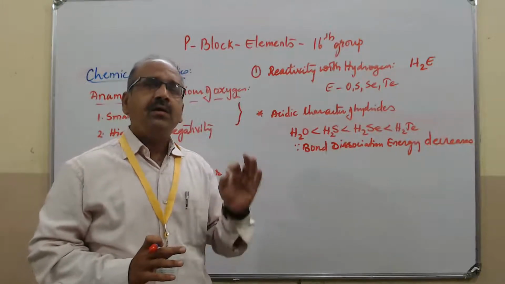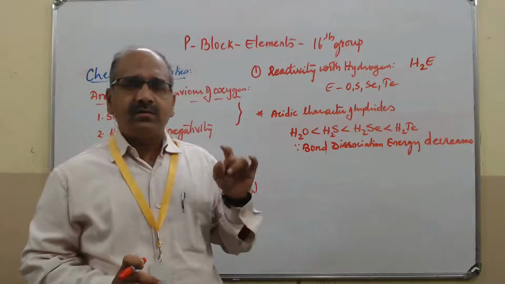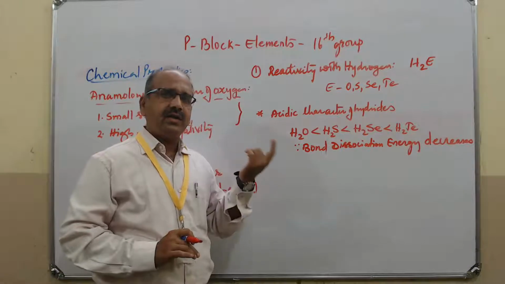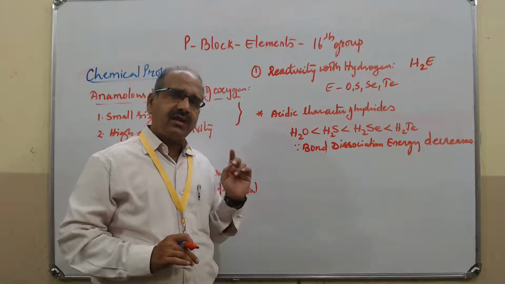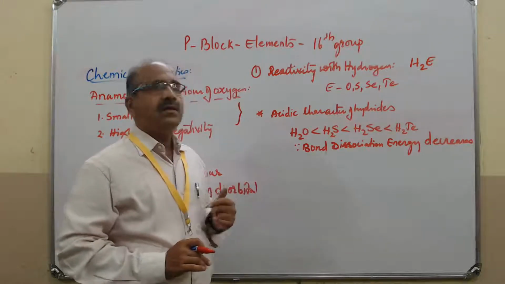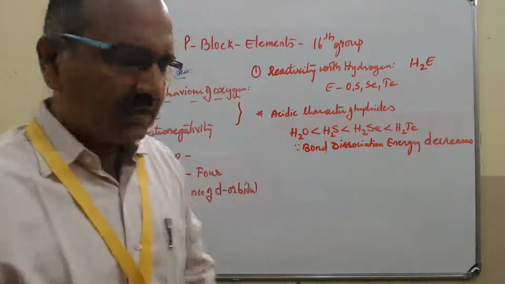To break the bond, you require less energy. So after that, what happens? To remove the electron becomes easy. Ionization energy is less. When ionization energy is less, definitely it can get ionized, and there the acidic nature is going to increase.